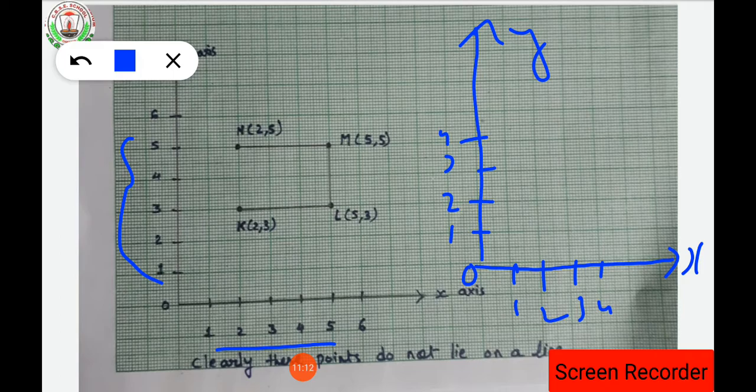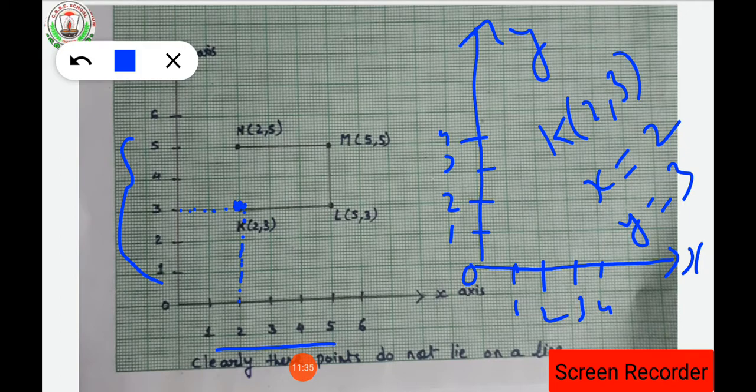Then the first coordinate is K (2, 3). So x is equal to 2 we are having and y is equal to 3 we are having, isn't it? So where do the coordinates K (2, 3) lie? So x is equal to 2, that means here it will be, and y is equal to 3, that means here it will be. So we are going to make one dot over there. Clear? Then for L, x is equal to 5, y is equal to 3 we are having, isn't it? So x is equal to 5, that means here, and y is equal to 3.